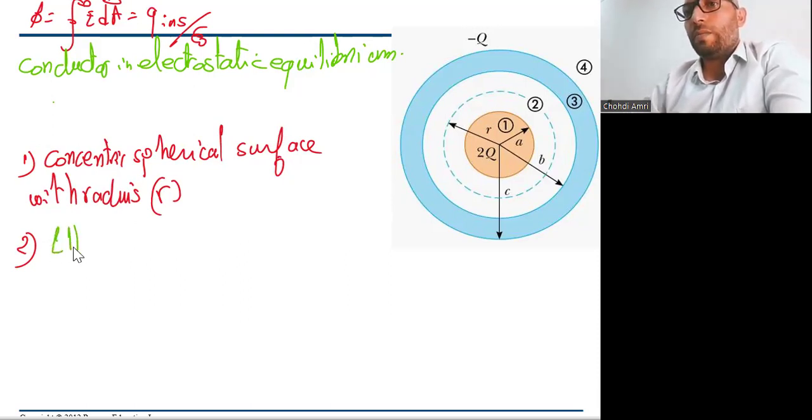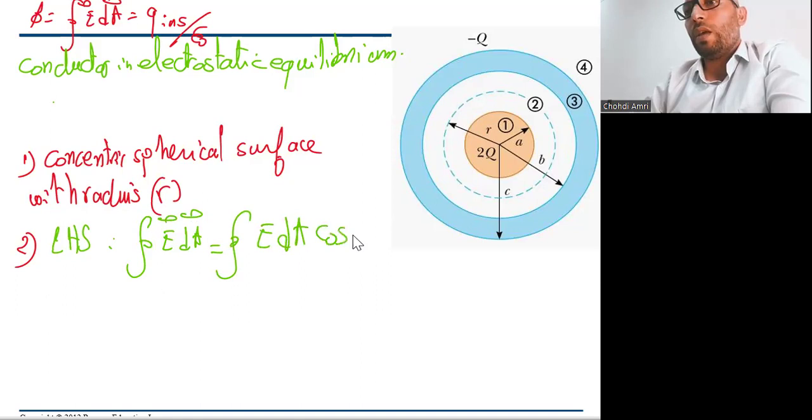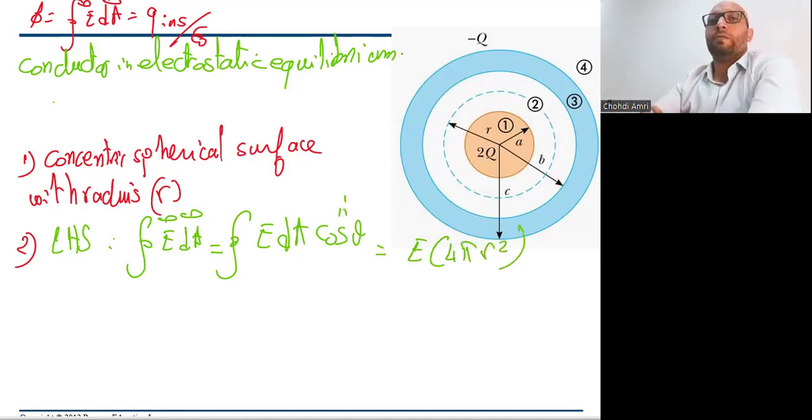Left-hand side. Left-hand side is what? The integration of E dA, which is equal to the integration of E dA cosine theta. The vector E and the vector dA are parallel, so cosine theta is 1. So that means it's equal to E 4 pi r squared, the surface area of a sphere.